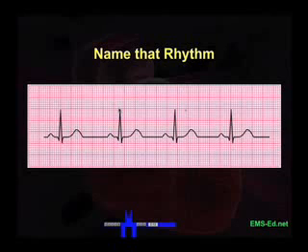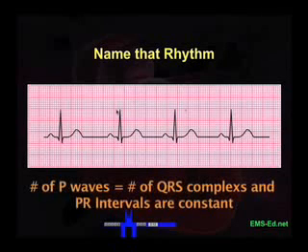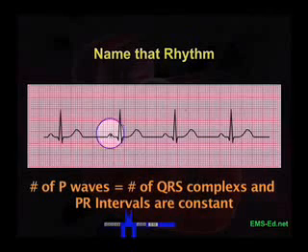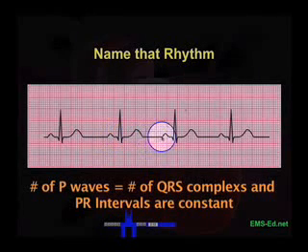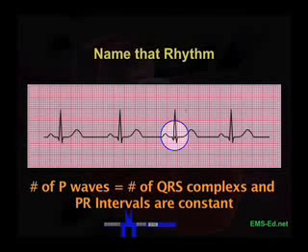It's sinus because there are P waves driving the beat, and the rate is less than 60. P wave, QRS, P wave, QRS. The P waves are clearly driving the QRS complex.